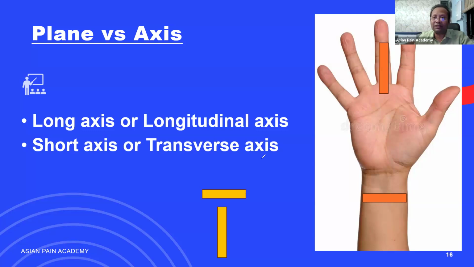It is about the structure below which you are seeing. Structure orientation can be like this also. In that case, if your probe is here, then this same probe in the same orientation will become long axis for the upper one and short axis for the lower one. Okay.